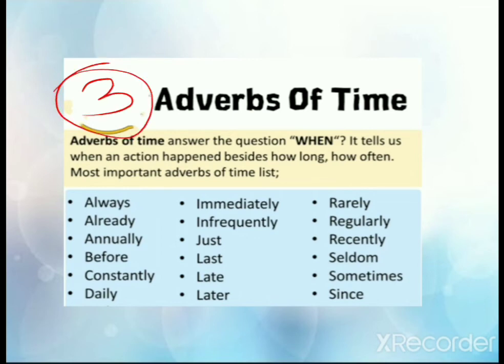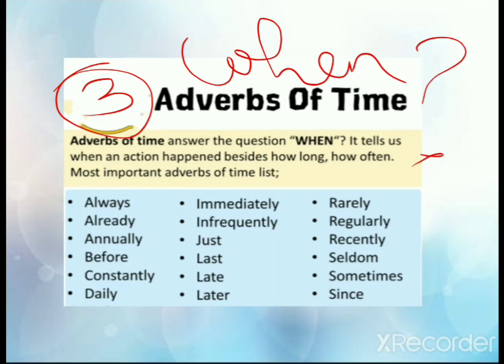Adverbs of time. Adverb of manner gives the answer of how the action happened. Adverb of place gives you the answer of where the action happened. So now obviously adverb of time means when the action happened. Here you are not going to talk about 2 a.m., 3 p.m. or 4 a.m. and whatever. You're just going to talk about words that tell you about time. So adverbs of time answer the question when. It tells us when an action happened, besides how long, how often. So you're not going to tell how long, like since 2 years, since 3 years. That is not an adverb. The words other than that, that show you about time, that is adverb of time.